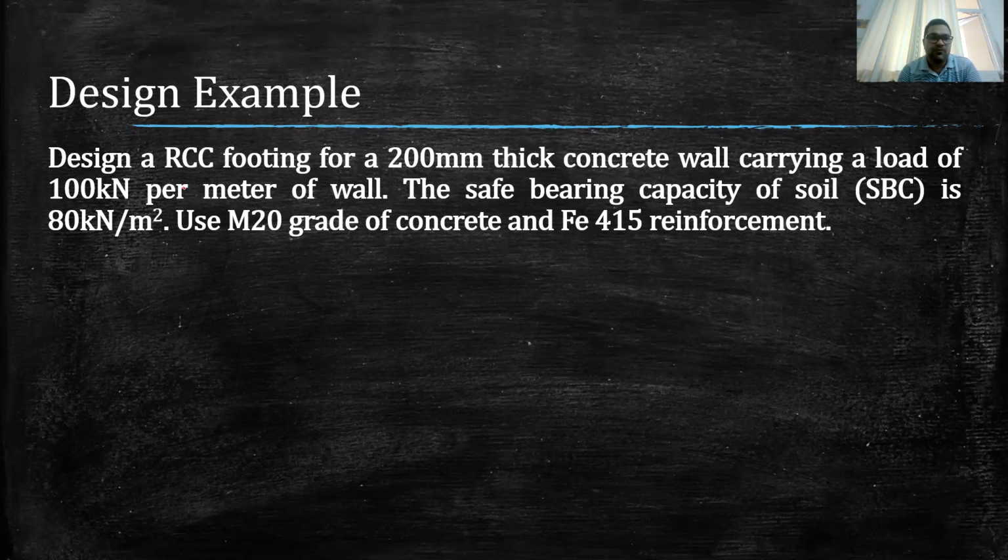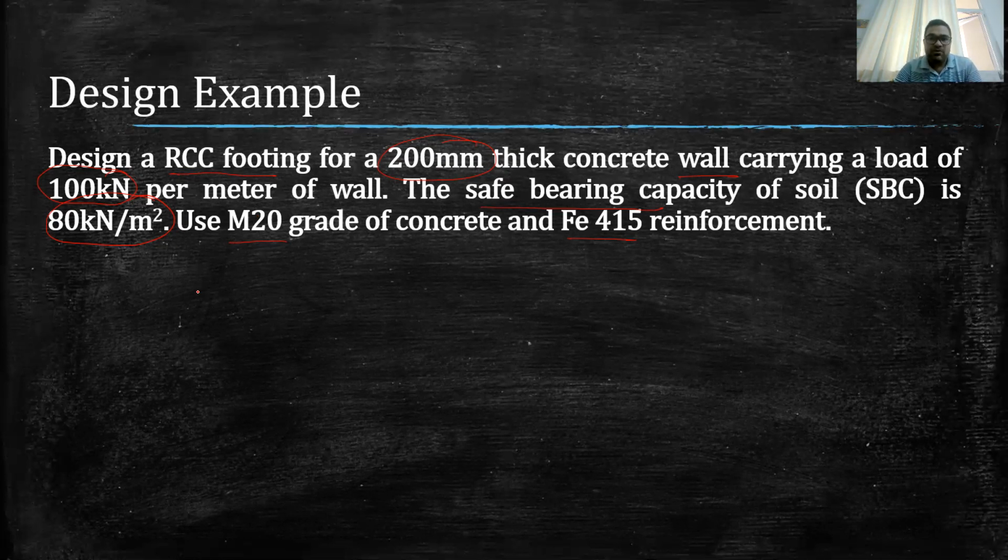In this, we have to design an RCC footing for a 200 mm thick concrete wall, which is carrying a load of 100 kilonewton per meter, which means it is a UDL. The safe bearing capacity of the soil is 80 kilonewton per meter square, and the grade of concrete we are using is M20, and the grade of steel is Fe415. So in this, we have to design the RCC wall foundation, and all the data required for the design is given in the question.